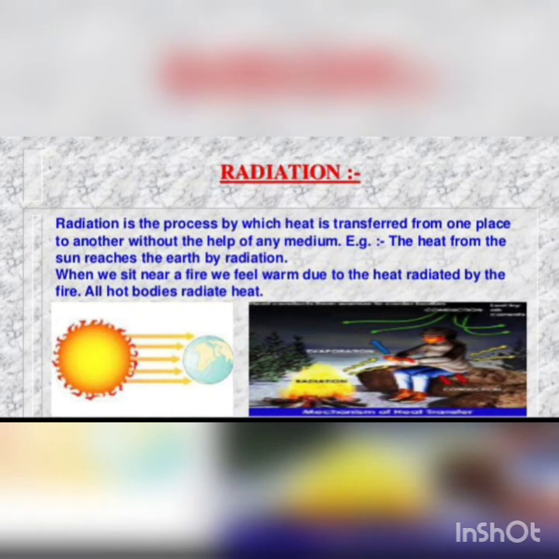Last is radiation. Radiation is the process by which heat is transferred from one place to another without the help of any medium. For example, the heat from the sun reaches the earth by radiation. When we sit near a fire, we feel warm due to the heat radiated by the fire. All hot bodies radiate heat.